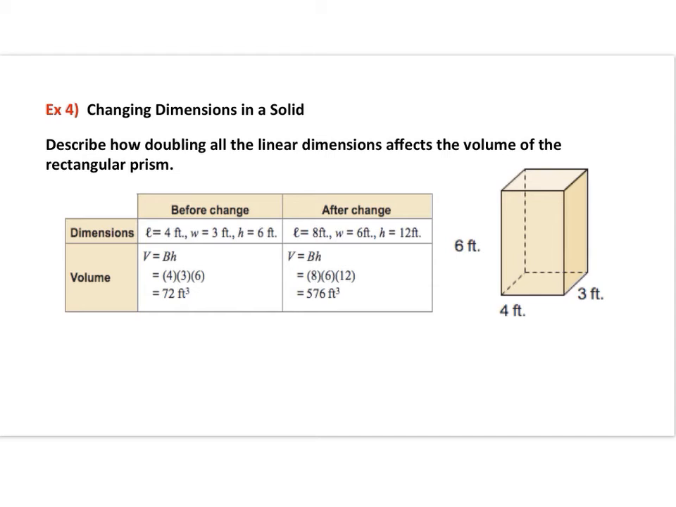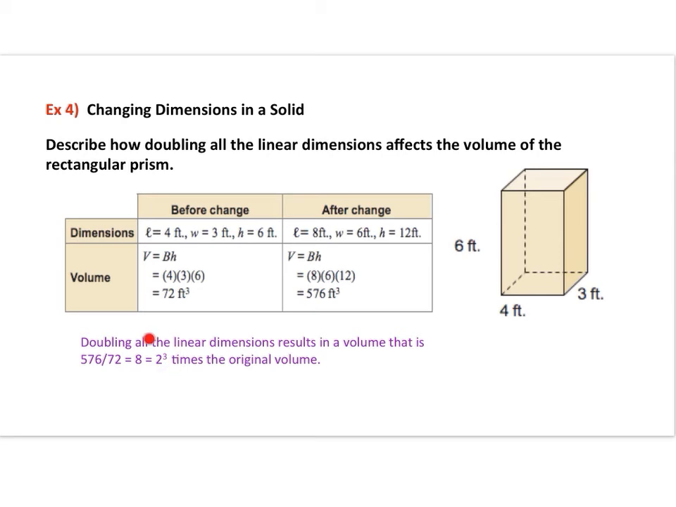So next we want to compare the new to the original by dividing. So doubling all the linear dimensions results in a volume that is 576 divided by 72, or in other words, 8. If we convert that to involve exponents, 8 is equivalent to 2 cubed. Well, 2 was the original factor that we used to double all the linear dimensions. So that 2 is very important. And then the 3 power is the number of dimensions that changed.